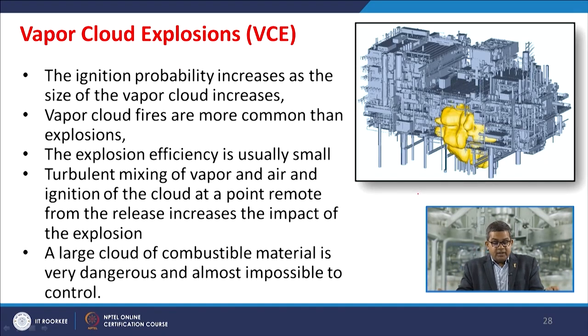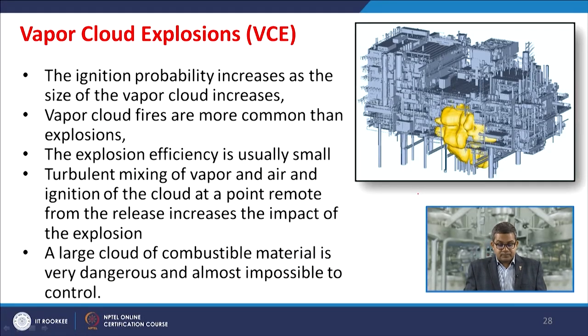Now, ignition probability increases as the size of the vapor cloud increases, because if it is on the larger side, then definitely it is very difficult to eliminate the source of ignition at that particular point. Now, vapor cloud fires are more common than explosions. Obviously, the explosion efficiency is usually small, and the turbulent mixing of vapor and air and ignition of the cloud at a point remote from the release increases the impact of the explosion. A large cloud of combustible material is very dangerous and almost impossible to control, and the same happened in the Jaipur accident.